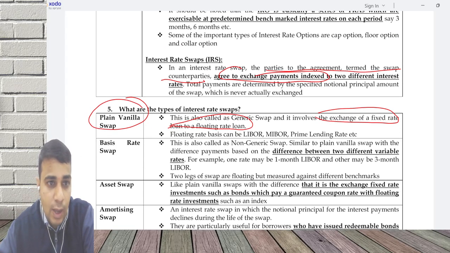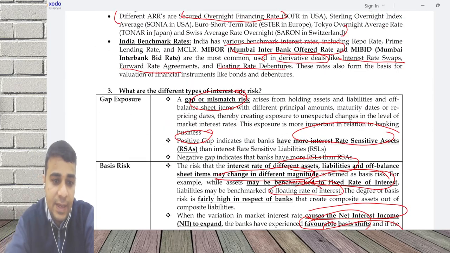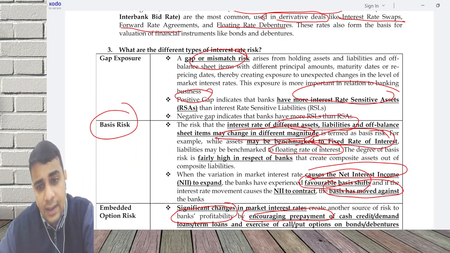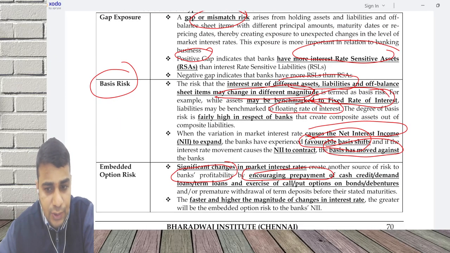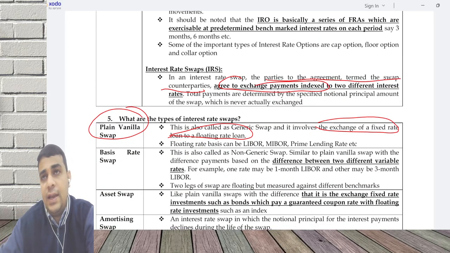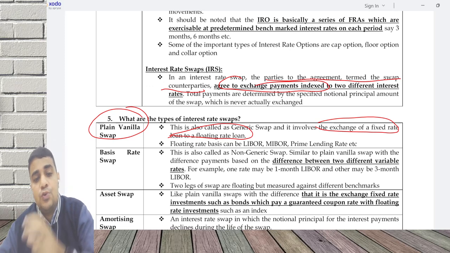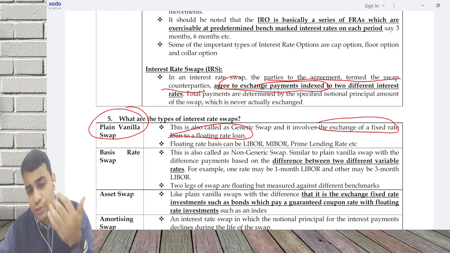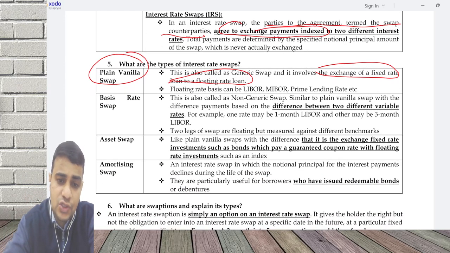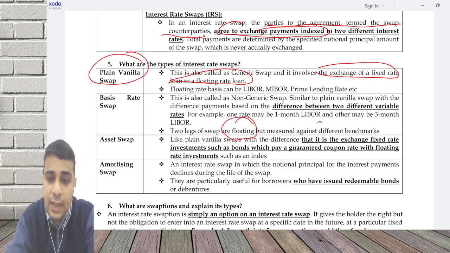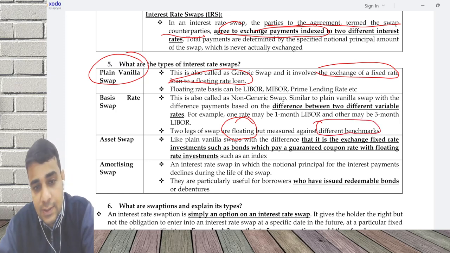Basis rate swap. A basis rate swap is to eliminate your basis risk, which we saw. You have taken a fixed rate loan, another guy has a floating rate loan. So basis rate risk and yield curve risk both can be eliminated. The first one is the plain vanilla swap. In a basis rate swap, you can enter into a swap where one person would be paying 1 month LIBOR and receiving 3 month LIBOR, and the other person would be paying 3 month LIBOR. So here the payer and the receiver both pay a floating rate, but they are benchmarked against different benchmarks.